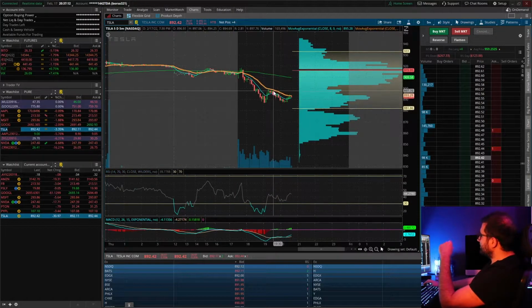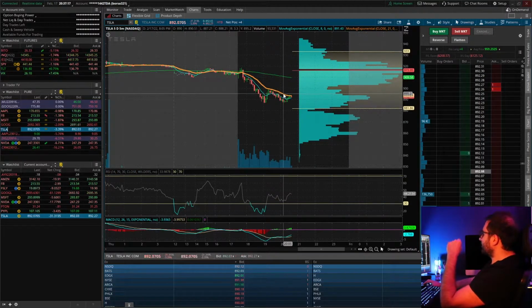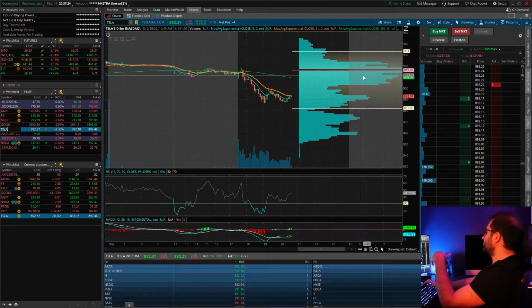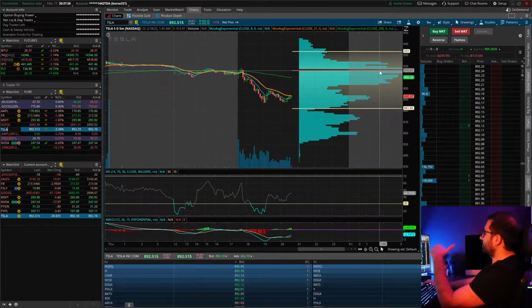And since we are now touching a resistance level, if we can break those levels, we can reach the next volume profile resistance.